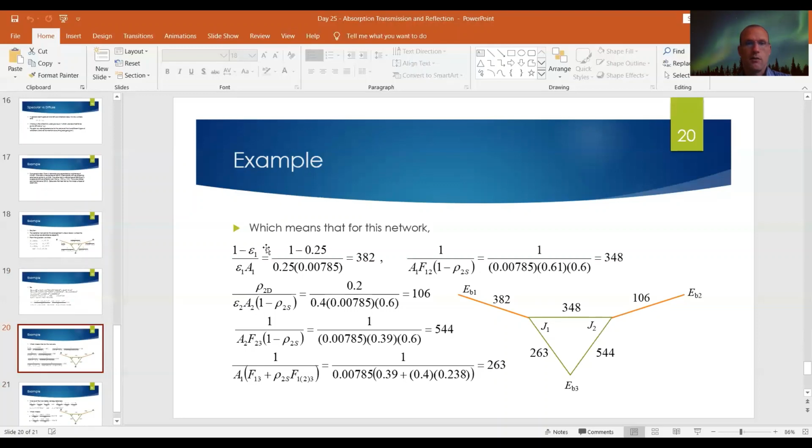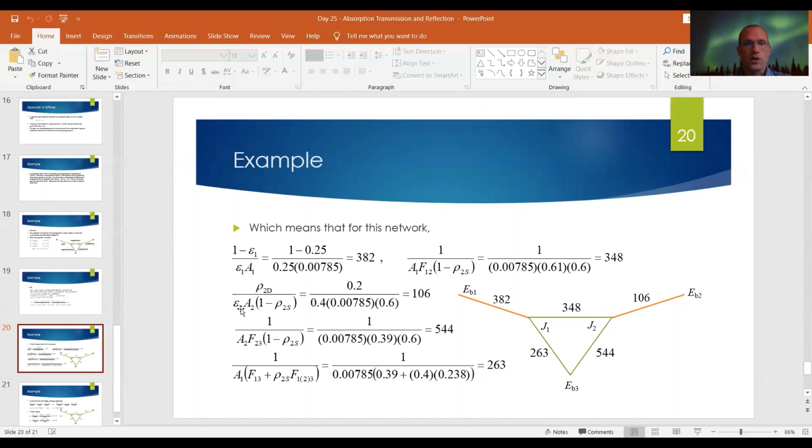And then I can get all my resistances. Again, plug in all my values for all my epsilons and areas and rhos, rho s's, rho d's, areas, F's. So let's plug them in to where they belong. So 1 minus epsilon 1 over epsilon 1 A1, this resistance here, 382.